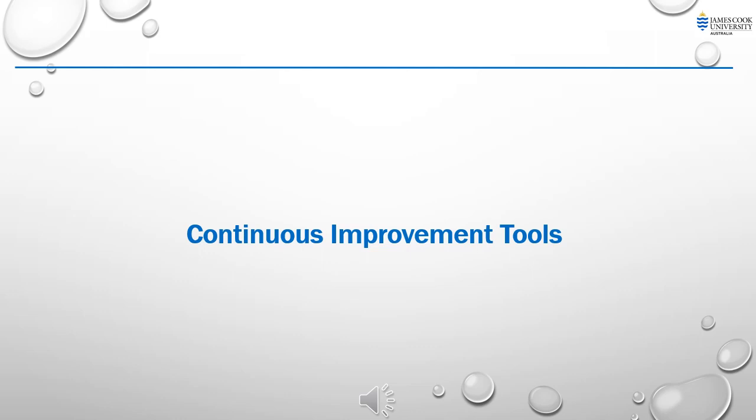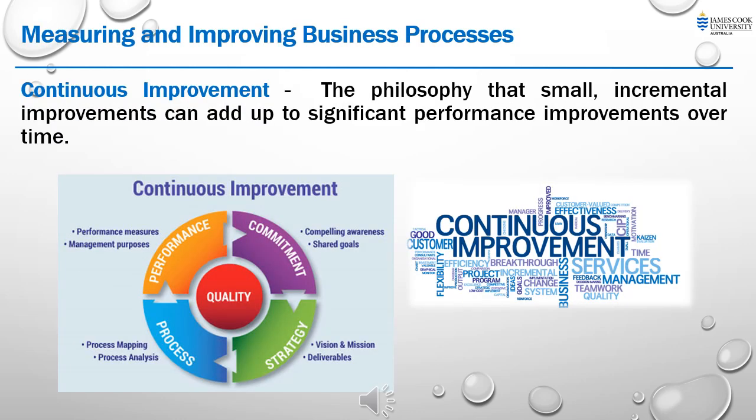Now we want to move into continuous improvement tools and how we can continuously improve our processes. Continuous improvement is a systematic approach to identifying and eliminating waste and improving processes in an organization. It's a fundamental principle of lean manufacturing and is also known as Kaizen.